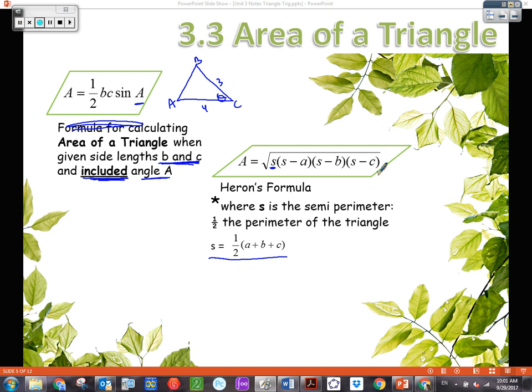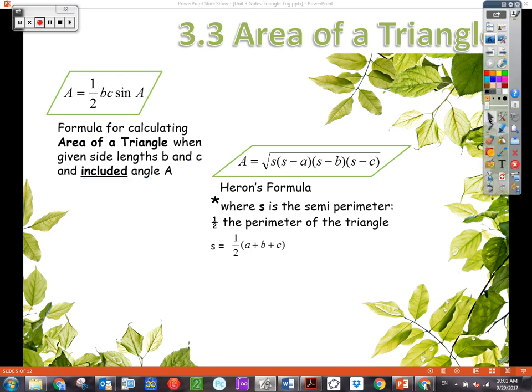Before I move on to the examples, I want to make sure, are there any questions about these formulas in general before we move on? Okay, so let's just take a look at our examples.